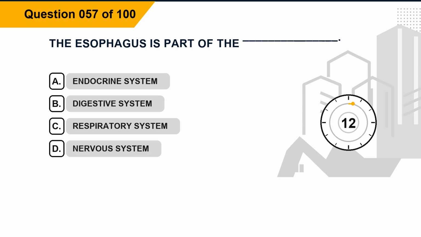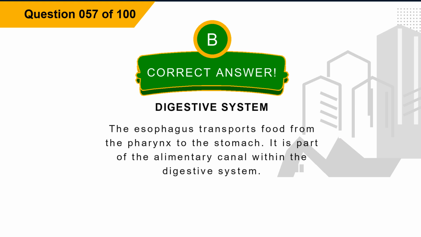Question 57. The esophagus is part of the blank. Option A, endocrine system. Option B, digestive system. Option C, respiratory system. Option D, nervous system. The correct answer is option B, digestive system. Explanation: the esophagus transports food from the pharynx to the stomach. It is part of the alimentary canal within the digestive system.